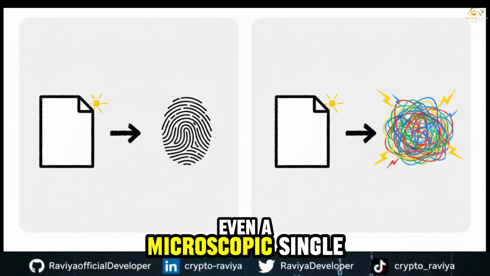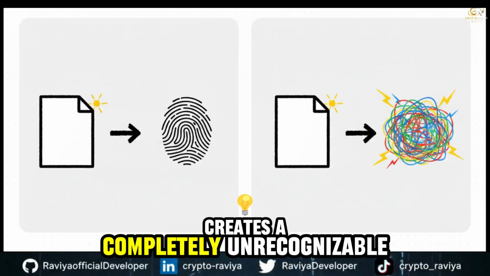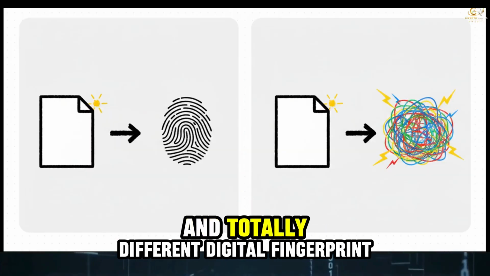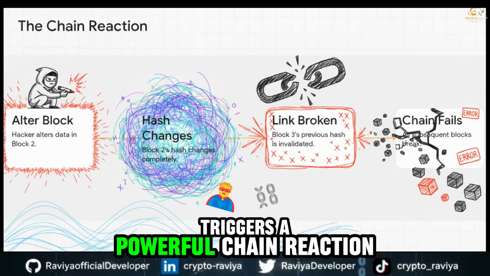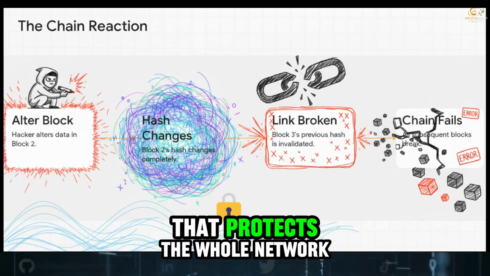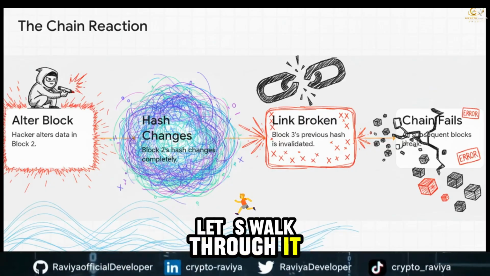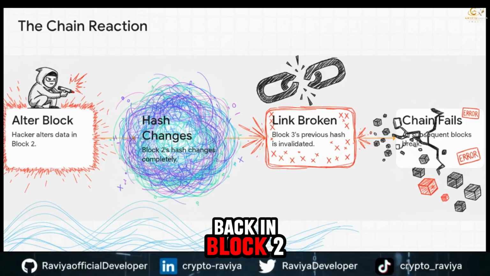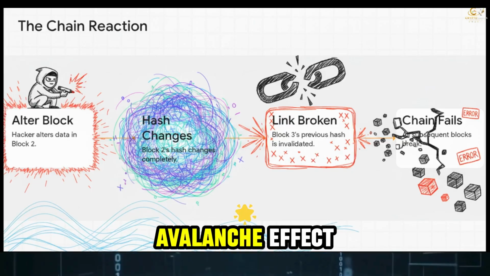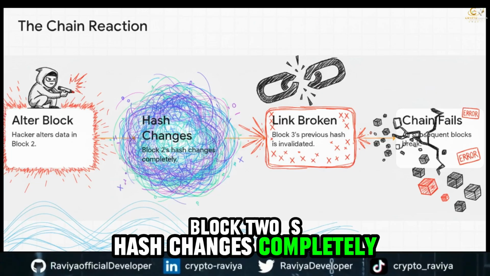Even a microscopic single-character tweak creates a completely unrecognizable and totally different digital fingerprint. And this avalanche effect triggers a powerful chain reaction that protects the whole network. Let's walk through it. Imagine a hacker decides they want to cheat and alter a transaction back in block 2. Instantly, because of the avalanche effect, block 2's hash changes completely.